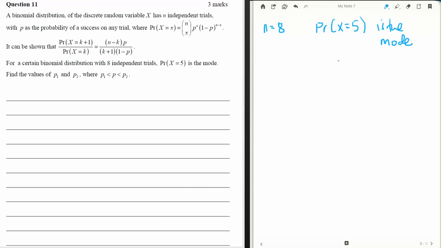Since it's the mode, the probability that X equals 5 is bigger than the probability that X equals 4, and the probability that X equals 5 is bigger than the probability that X equals 6. Because I know that the probability X equals 5 is the mode, so it's the largest. Find values of p, p1 and p2. Okay, I'm going to have a little play with this one.